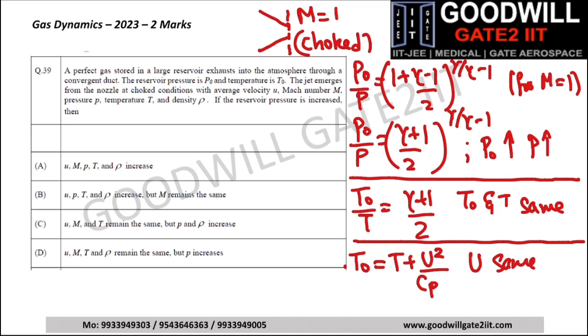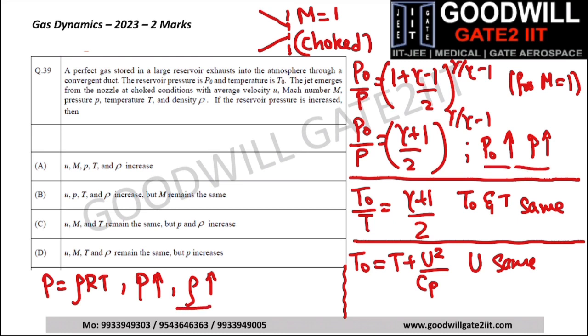So now the last thing that we would have to check for is density. So now we know that from ideal gas law, P is equal to rho RT. So we know that T remains constant and R remains constant. So if P increases, rho would increase. So now the only option that matches all these conditions is that P0 increases, P increases and rho increases. T0, T and U would remain the same. So the only option that matches all this is option C, where U, M and T remain the same but P and rho increase. So this would be the correct option for this question.